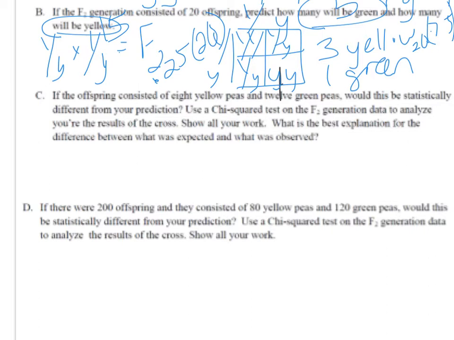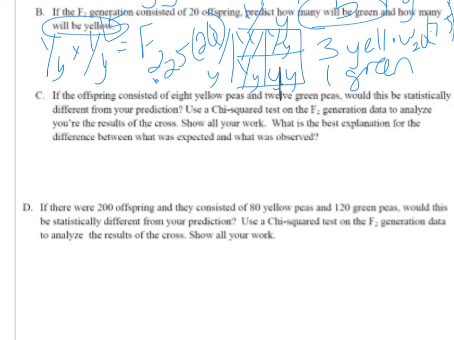So if I'm looking at part C here, if the offspring consisted of 8 yellow peas and 12 green peas, would this be statistically different from my prediction? Use the chi-square to do it. Show my work. What's my best explanation for the differences?